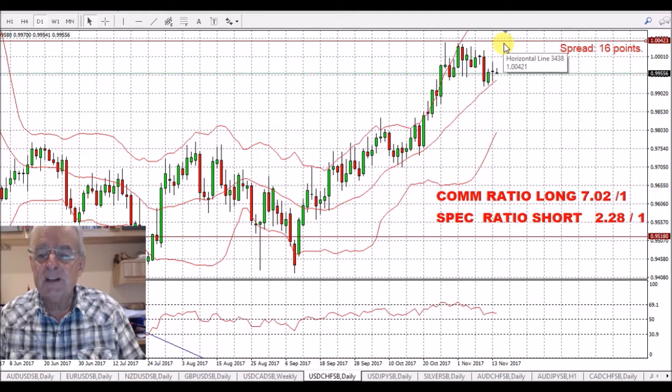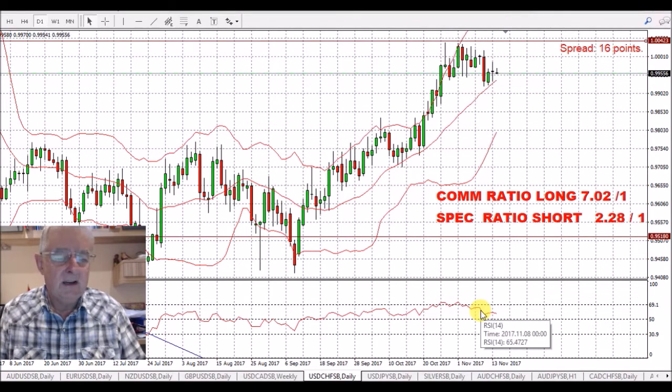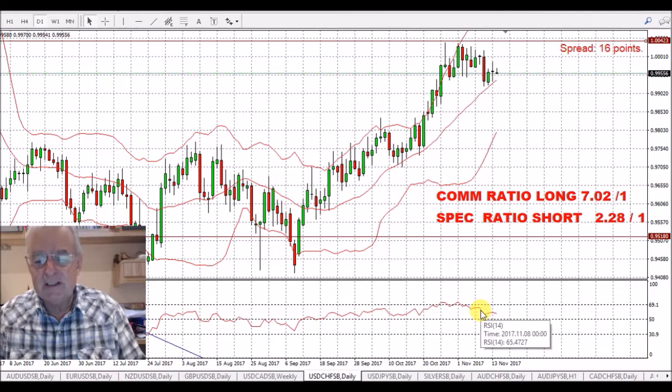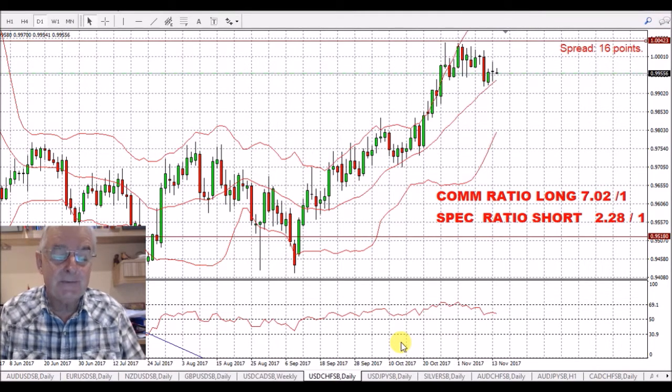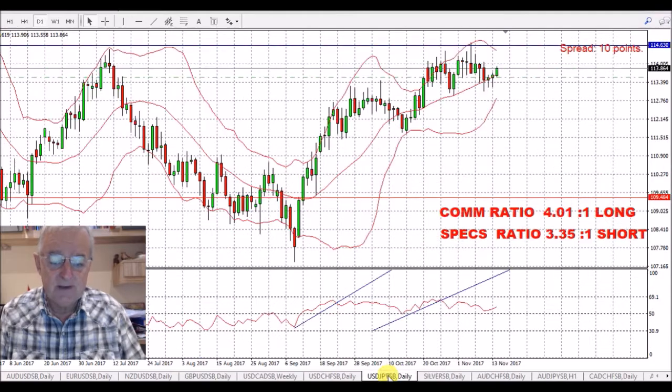We have a historic monthly turning point just above it, so I've got a good high resistance position just above it, and I'm expecting weakness. We're in at about 57 on the RSI, and we are slightly pointing down, and I expect strength in the Swiss franc to unfold in the coming weeks. As it does, obviously, I'll be adding to my shorts.